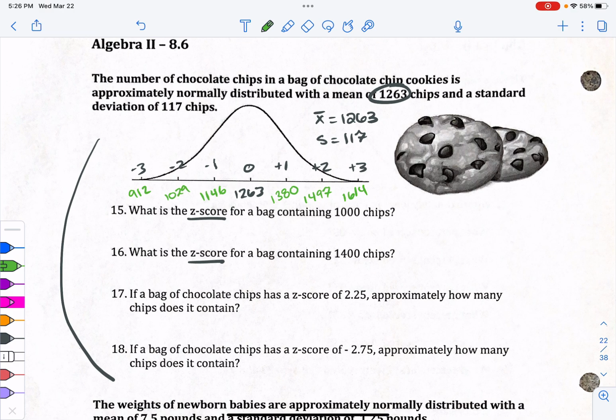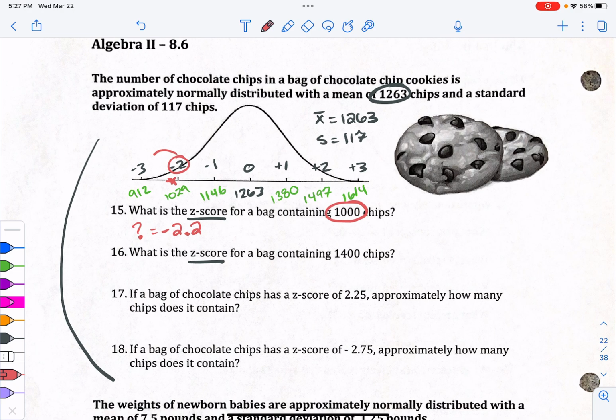All right. So now they're asking us, what is the z-score for 1,000 chips? So I'm going to figure out where 1,000 lives on this number line. And 1,000 is going to be right below here. Okay. So if these correspond to z-scores right here, the z-score is going to be a little bit beyond -2, not quite all the way to -3. So here's my guess: let's say -2.2. Okay, that's what I'm going to guess.